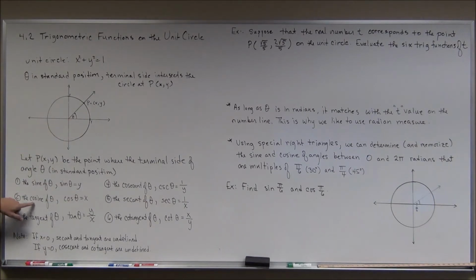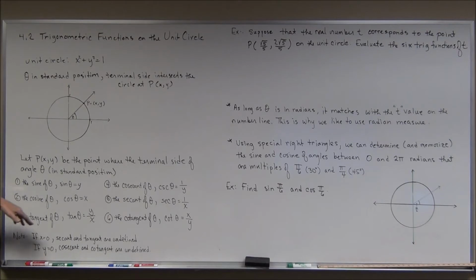We define the cosine of the angle theta, abbreviated COS, to be equal to the x value of that ordered pair. So if you can determine the sine and the cosine, if you start looking ahead at the other 4 trig functions, you can also find the other 4 trig functions.